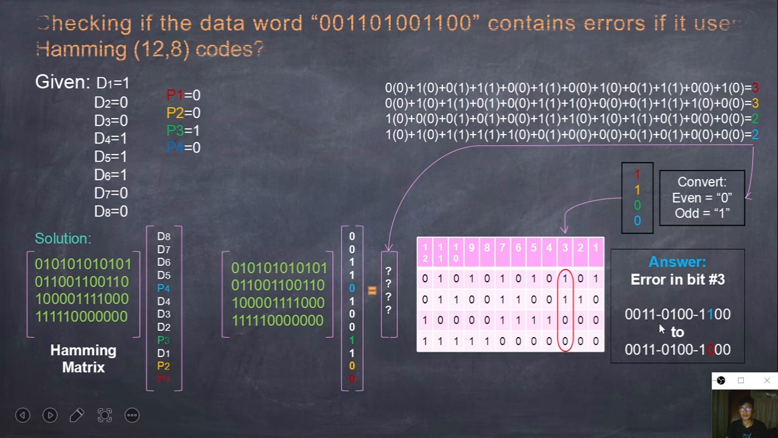So 0011, 0100, and 1100, the bits received, or the code received, has been checked, and 0011 dash 0100 dash 1000 is the correct code, where the one-bit error is converted into 0, which is the correct bit for bit position number 3.